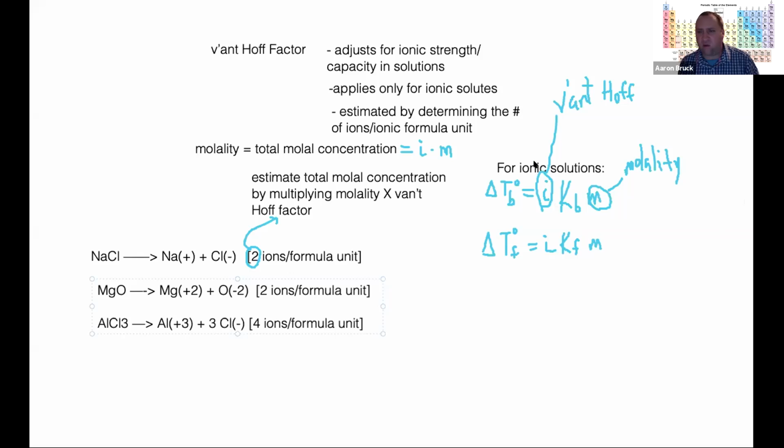Okay, so again, this only applies when we have an ionic solute. If our solute is molecular, like sugar, like ethanol, or like any nonpolar combination of solute and solvent, we're not going to see this applied. In those cases, the Van't Hoff factor is equal to 1, and molality and total molal concentration are exactly the same. And that's actually the case here in this example.